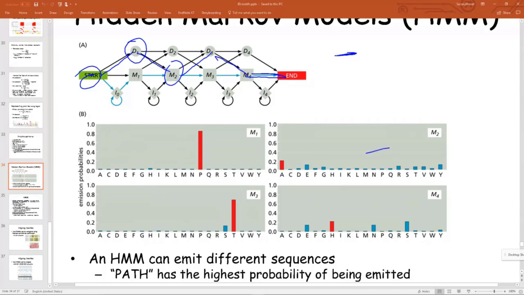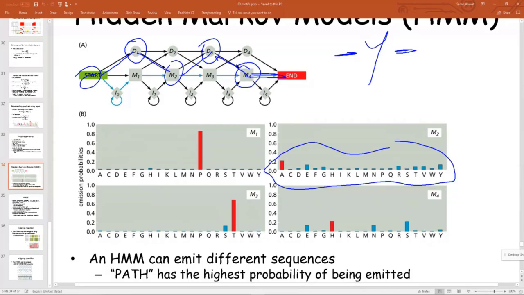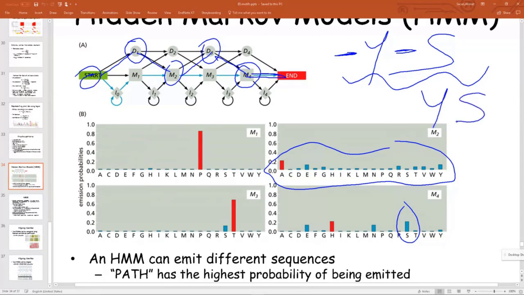And then we go to M2, and we emit one of these amino acids at random. So rather than A, let's say we get a Y. Then let's go to D3, which is a gap, and then go down to M4, which will emit, say, an S. All right. So the chunk of sequence that we have represented is Y and S. It wasn't the most likely sequence, but it is a sequence that can be generated from this hidden Markov model.